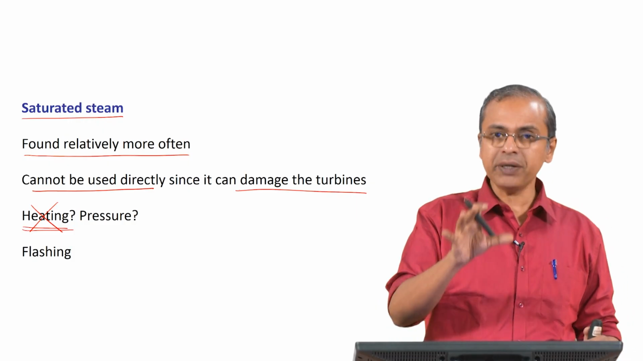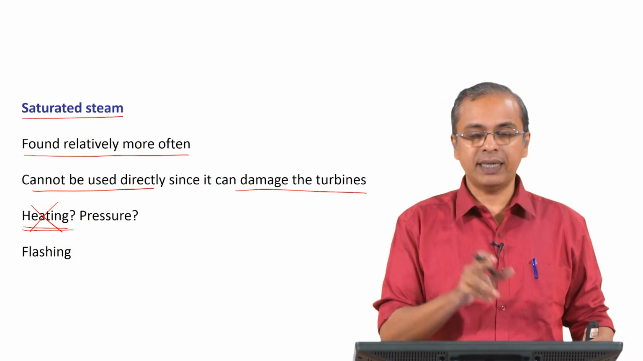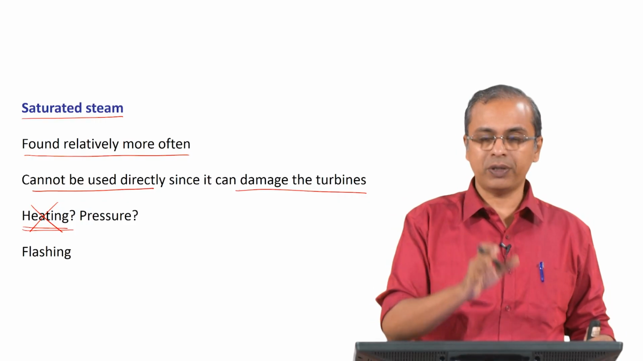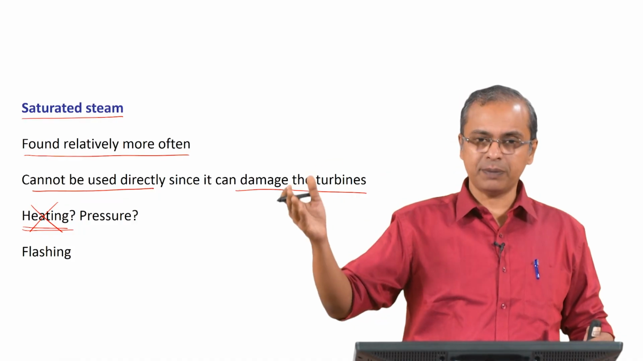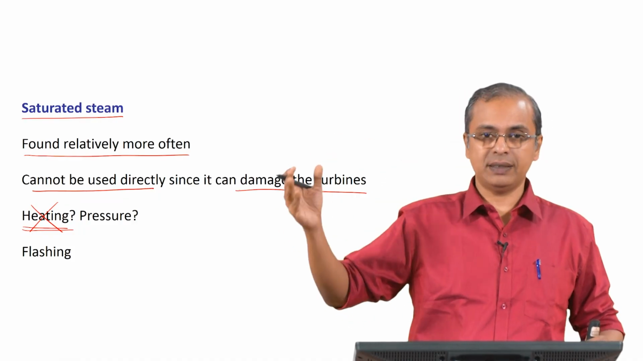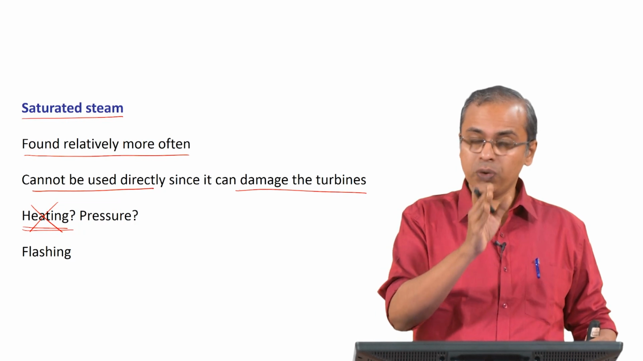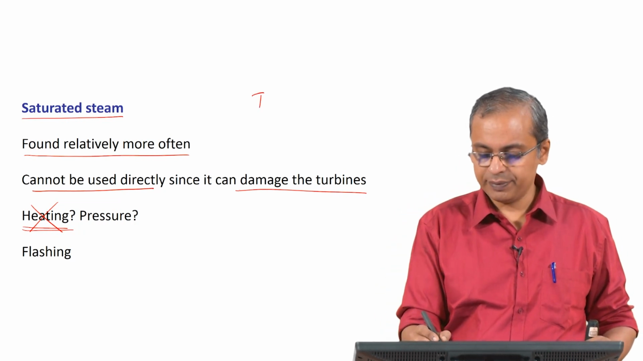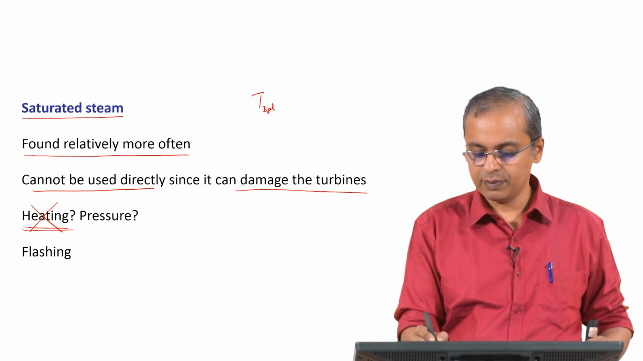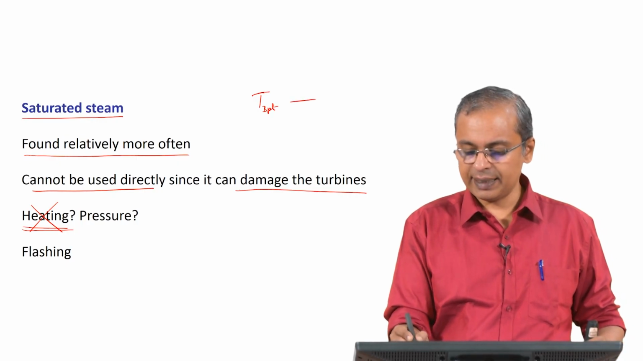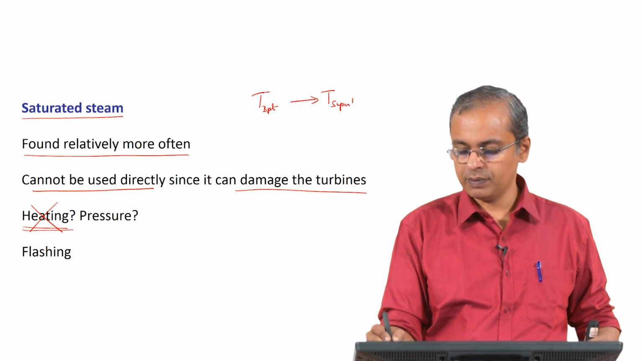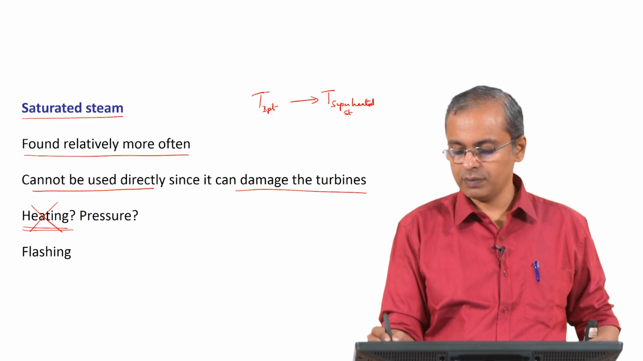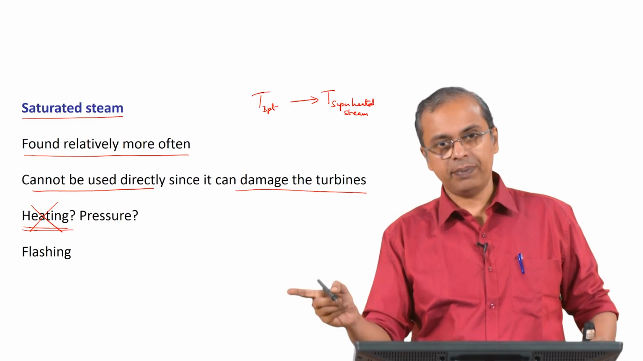So, this idea of superheating is relative to the boiling point, that is the point we have to remember. If you know what the boiling point is, and you heat the steam 10-20 degrees past the boiling point, then you have superheated the steam. So you have T boiling point, and you have to go to a higher temperature to superheat it.